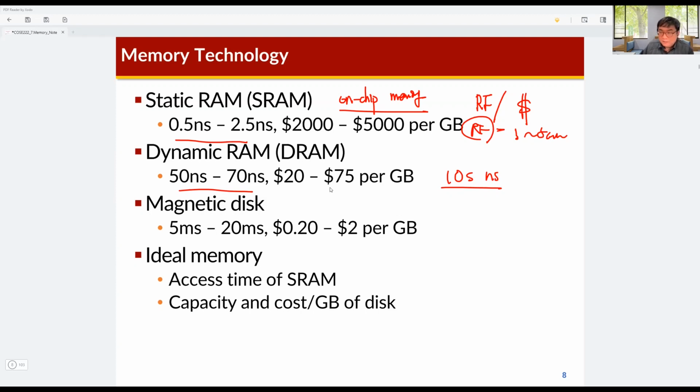How about the magnetic disk? We use the magnetic disk for the storage media of the hard disk drive, and the latency of the magnetic disk is in milliseconds, like tens of milliseconds, but it's very cheap, so the density is very high. So there are different kinds of memories and memory technologies. SRAM is located in the higher level of the memory hierarchy, and the magnetic disk or flash memory is located on the low level of the hierarchy.